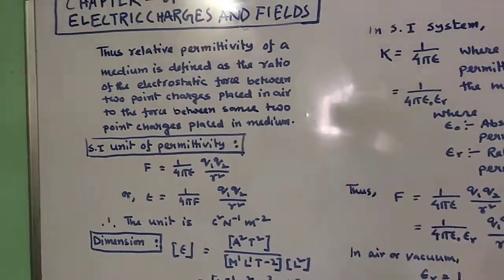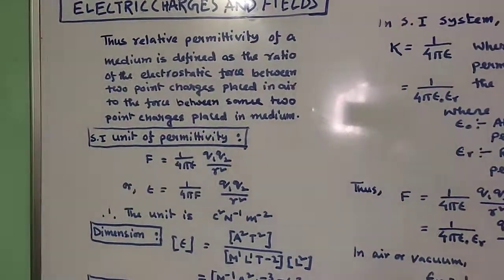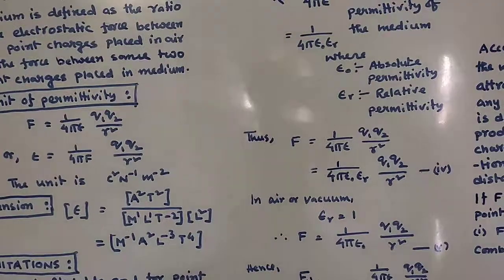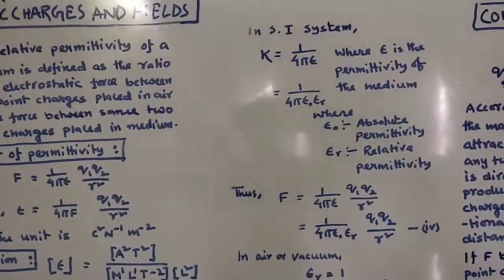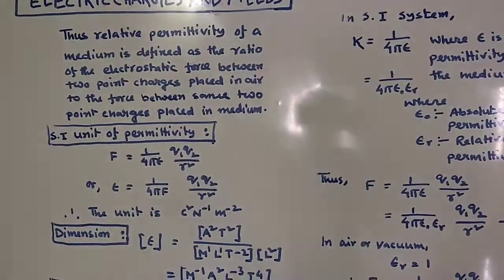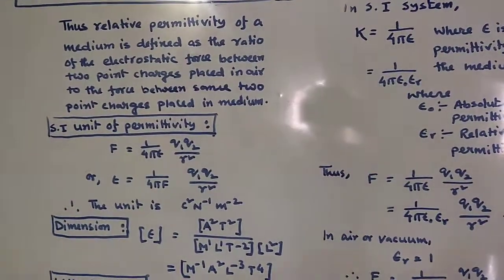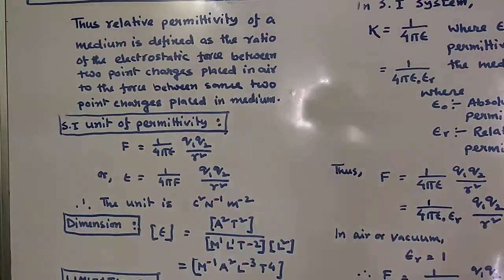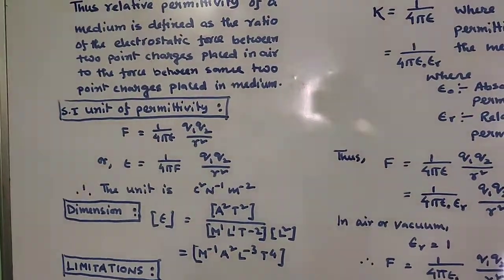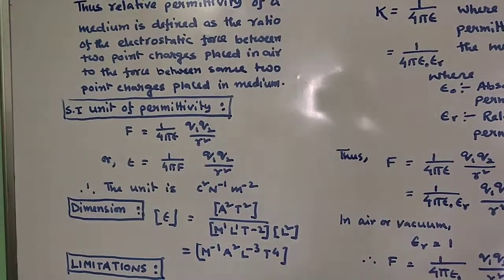Now the SI unit of permittivity, so we are using equation 5. Equation 5 is 1 by 4 pi epsilon naught q1 q2 by r square, or you can use equation 4 also. F equal to 1 by 4 pi epsilon q1 q2 by r square. Epsilon comes out to be q1 q2 by 4 pi F r square. So the unit, definitely you can say, is Coulomb square, charge Coulomb square, per Newton per meter square.